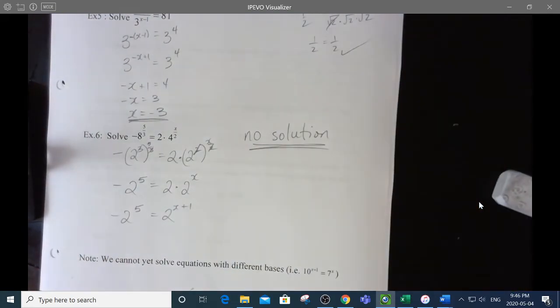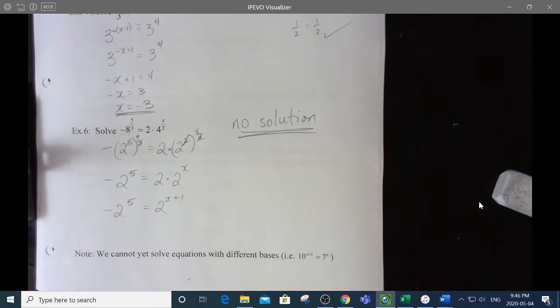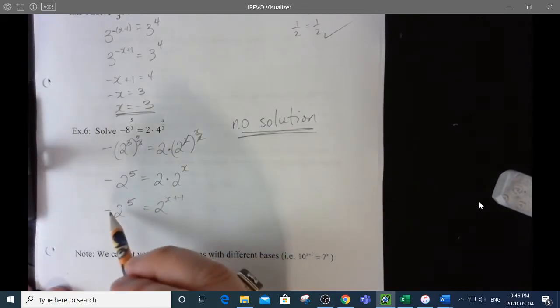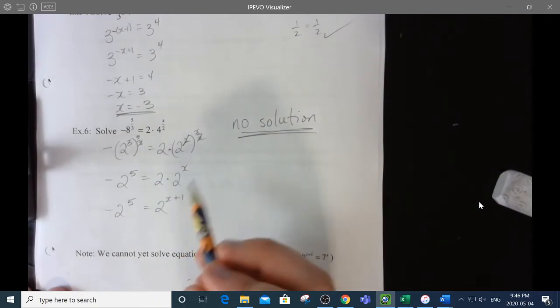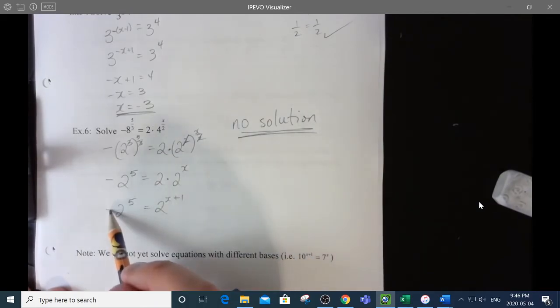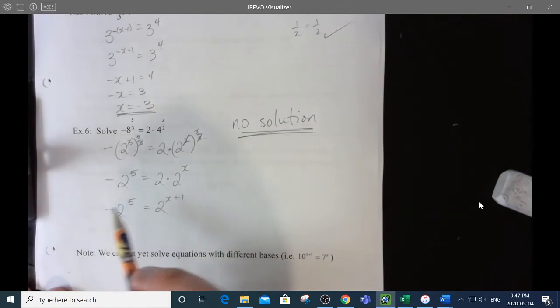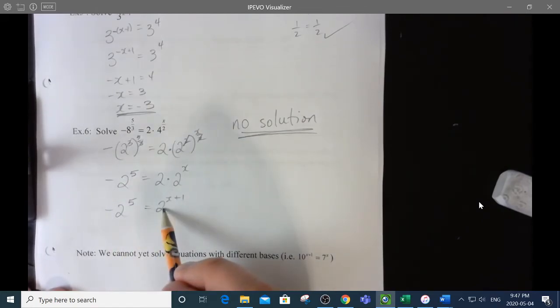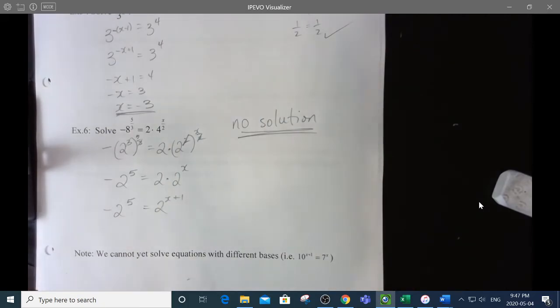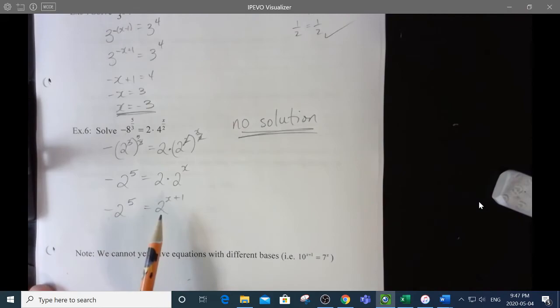Why no solution? What's going on? Why can't I solve this thing? Well, think about it. This is not quite the same as that. I know what you're saying, hey, you just told me a minute ago that this negative wasn't part of the base, right? And it's not. So this base is the same as this base. But look at it from a bigger perspective. As an equation, I have a negative equals a positive.